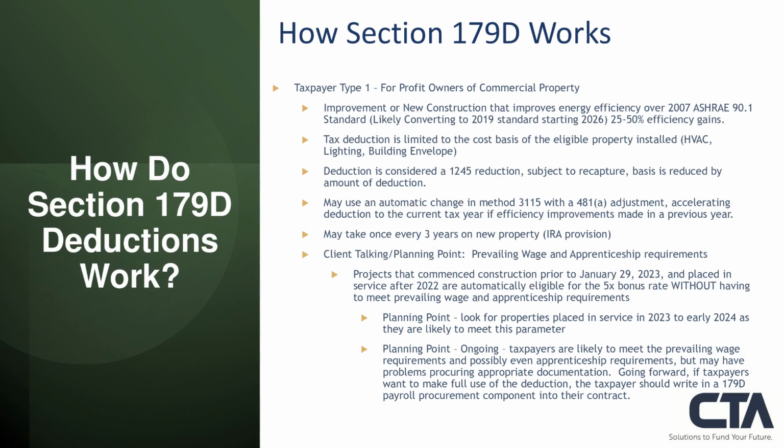And this is when we talk about the client planning point regarding prevailing wage and apprenticeship requirements. I think this is really crucial for planning and getting in front of taxpayers that could possibly qualify for this. There are a lot of folks right now looking at their 179D deductions and wondering what happened and why they got so small. That was because they couldn't provide proof that they met the prevailing wage and apprenticeship requirements, because they didn't meet that grandfathered exception of January 29th, 2023, right?